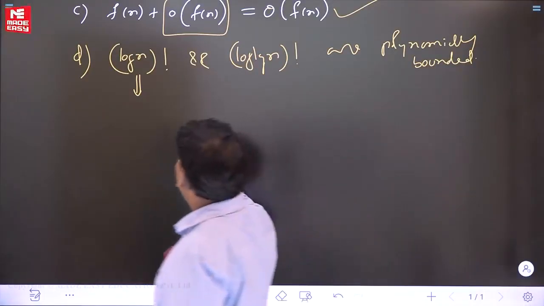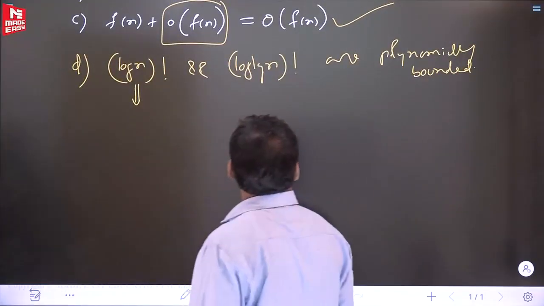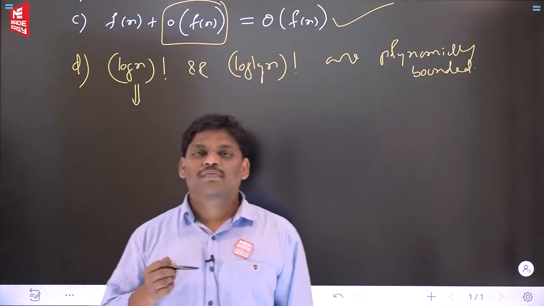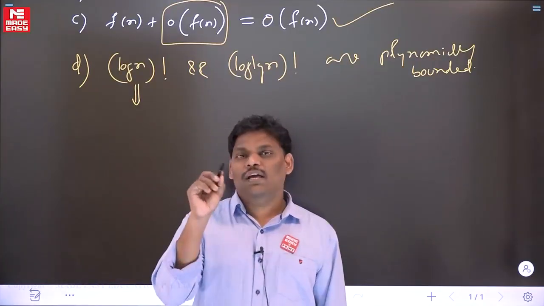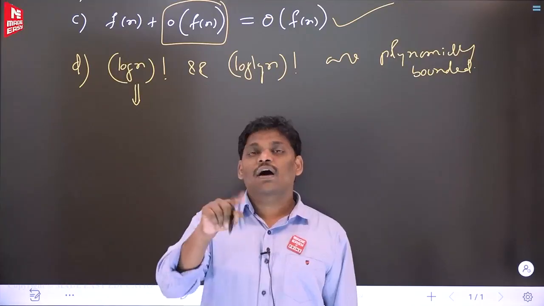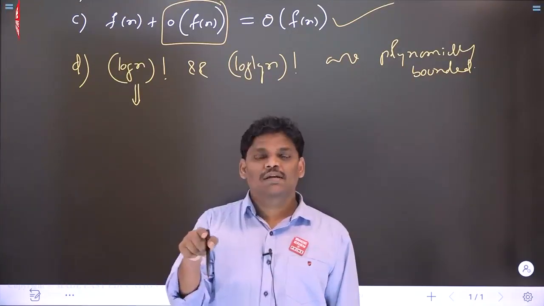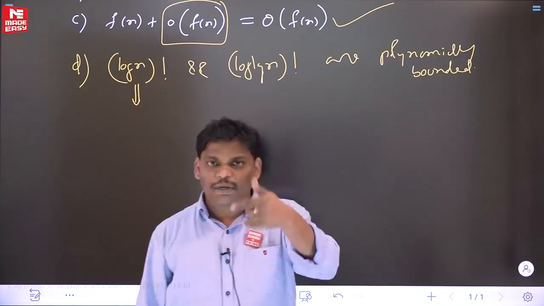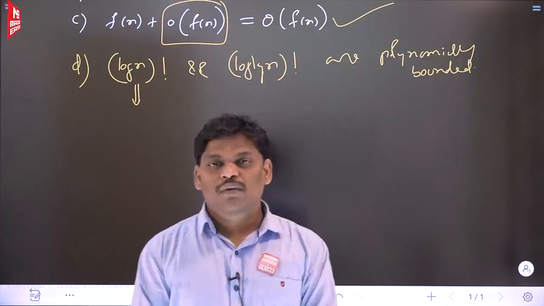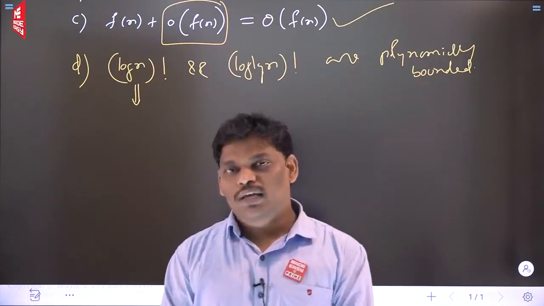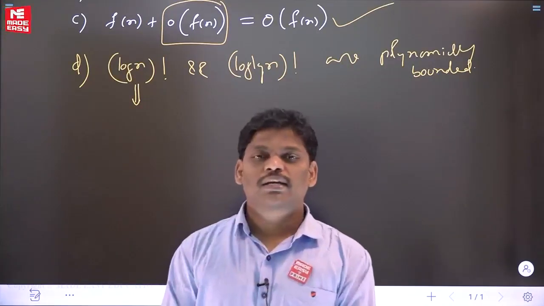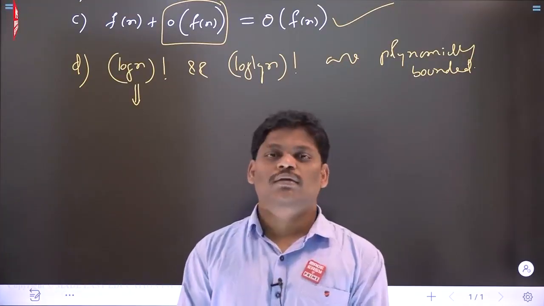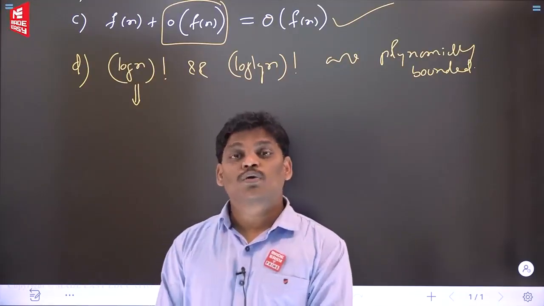So option D: log n factorial, is it polynomially bounded or not? We have to verify. You know this very well. When can I say a function is polynomially bounded? A function f(n) is polynomially bounded if and only if log of f(n) is less than or equal to log n. Please be careful. Then I can say it is polynomially bounded.